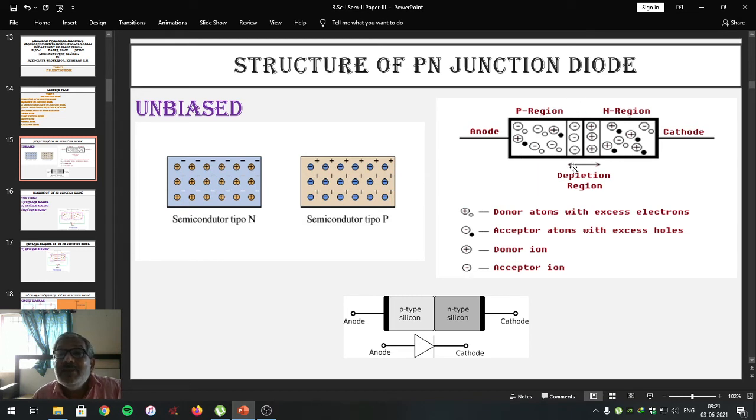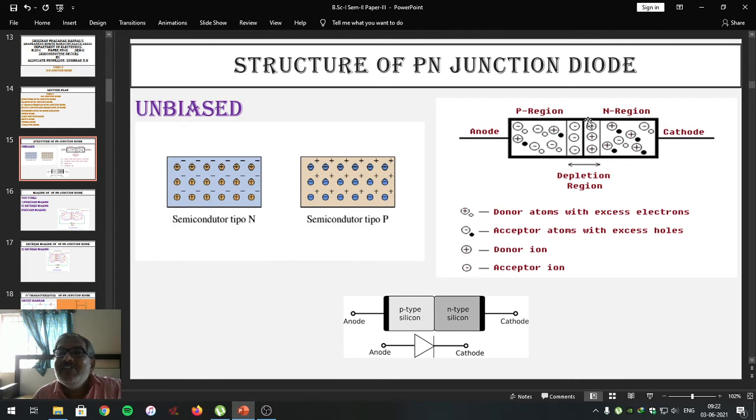The layer that keeps the P region and N region separated from each other, that region, we can call it the depletion region, or it is also called the depletion layer. Thus, across the junction, positive ions are on this side and negative ions on this side. So across the junction, there is a formation of a kind of battery-like structure with positive potential on this side, negative potential on this side.